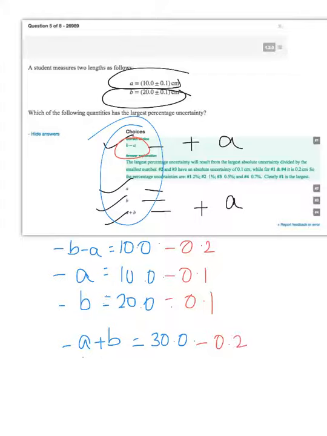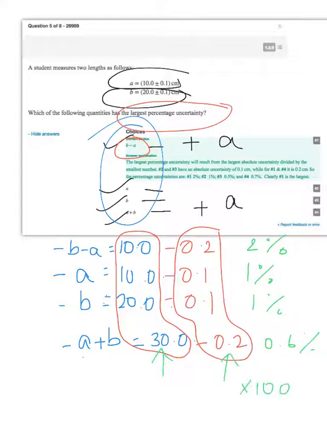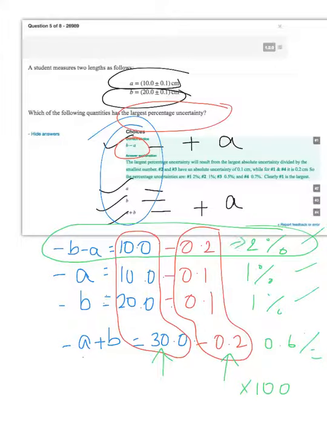But the question is about the largest percentage uncertainty. So now all you have to do is just work out these values divided by these values times 100. So I'll do those now. Okay, by dividing these values by these values and multiplying by 100, you get 2% for the first one, 1%, 1% and 0.6% respectively for the rest. This goes to show that the first situation, B minus A, gives you the greatest percentage uncertainty.